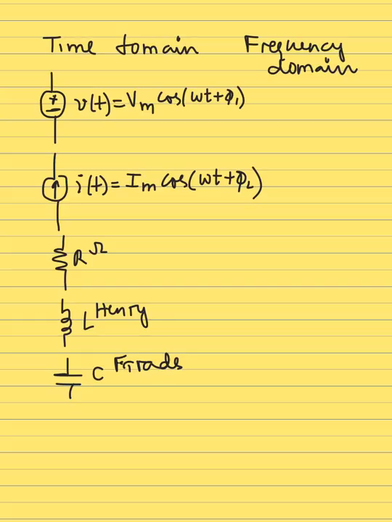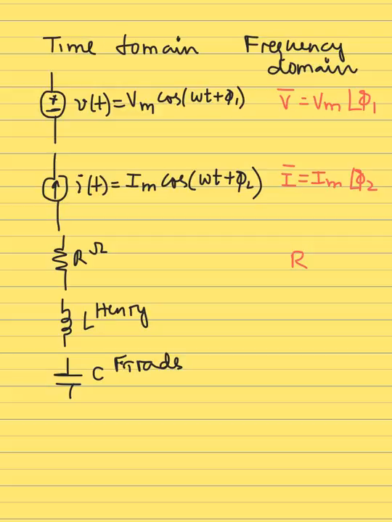Okay, so in time domain form, the voltage source is Vm cos(omega t plus phi 1). In frequency domain, it will be the V phasor, Vm at an angle of phi 1. The I phasor is Im at an angle of phi 2. R is going to remain R.